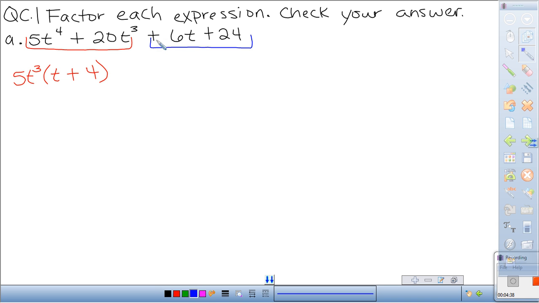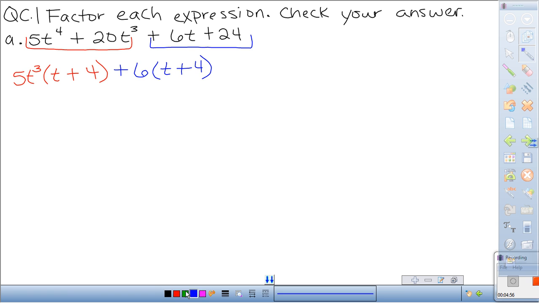And then we look at the second one. Well, it looks like I'm going to be pulling out a positive number, and they both have the factor of 6. That is the greatest common factor, so plus 6. 6 times what would give me 6t? 6 times t, 6t. And then 6 times 4 would give me 24.